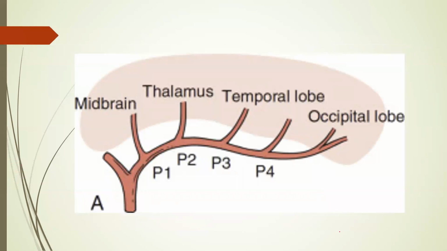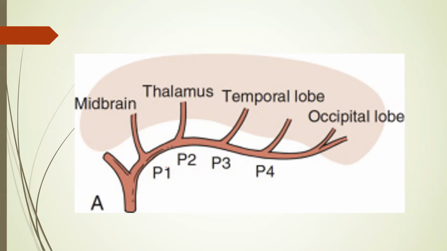Now, the posterior cerebral artery is conventionally divided into 4 segments. The easy way to remember is P1, P2, P3 and P4. This is a very simplistic image. The P1 segment is the one between the midbrain branch and the thalamus branch. P2 is between the thalamus branch and the temporal lobe branch. P3 is between the temporal lobe and the occipital lobe branch. And P4 is beyond the occipital lobe branch.